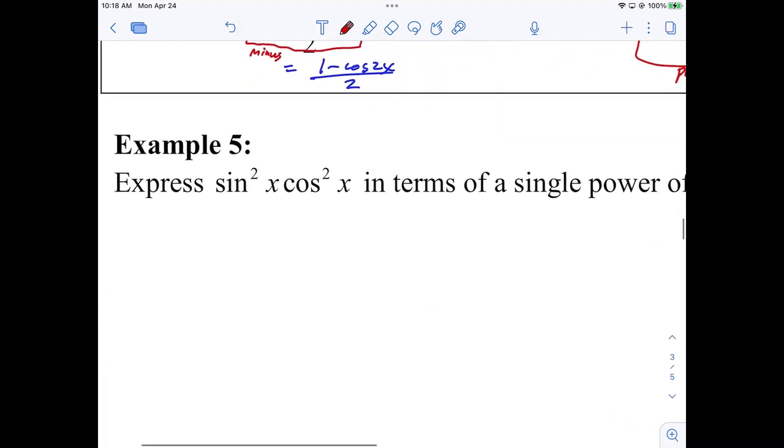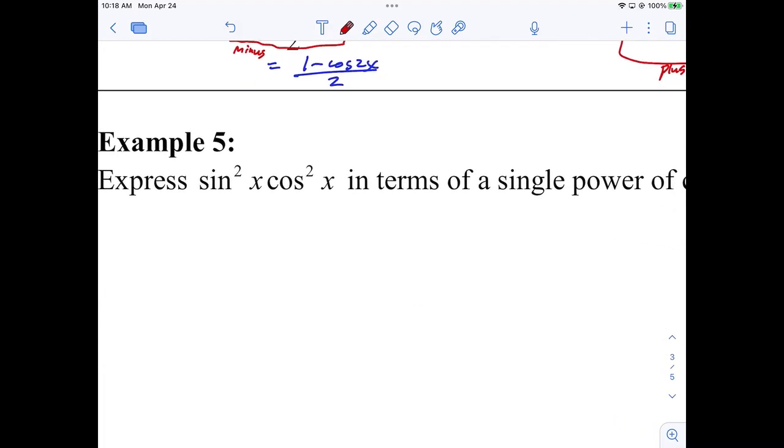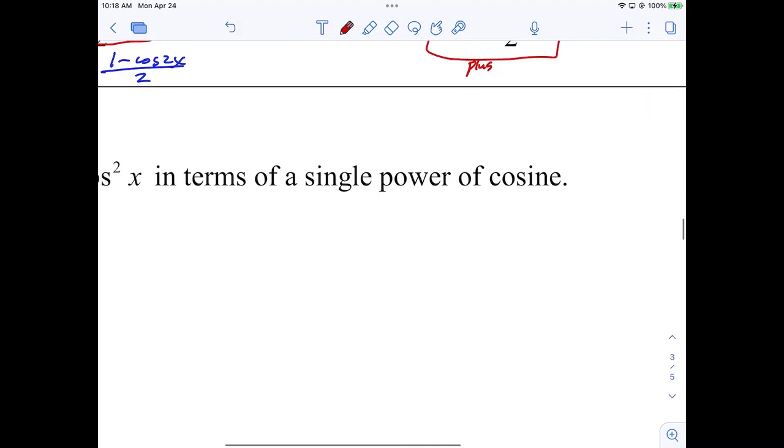Look at example 5. You're going to like this one. Express sine squared cosine squared in terms of a single power of cosine. A single power of cosine, like cosine to the nth power of x. That's our goal. We can have ones and other terms in there as long as there's no other trig functions. Single power of cosine.